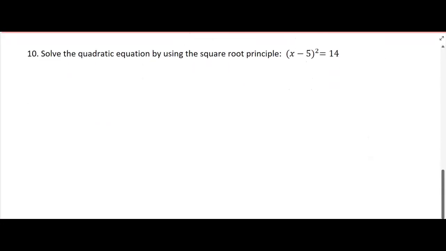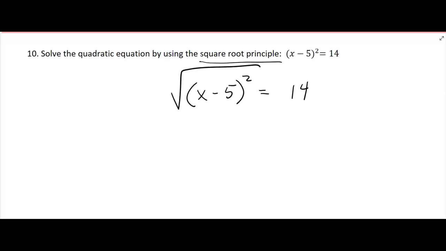Okay. So solve the quadratic equation by using the square root principle. This is going to be so much easier because it's all set up for that. So you have x minus 5 squared equals 14. You're going to take the square root of both sides. Don't forget to put the plus or minus. And so you get x minus 5 equals plus or minus the square root of 14. Now, you're almost done. You're solving for x, so you need that 5 to be right in there.